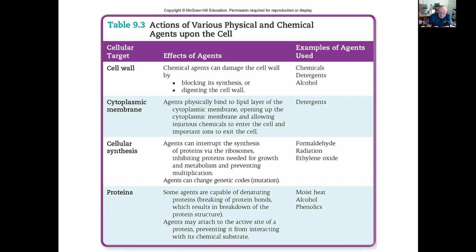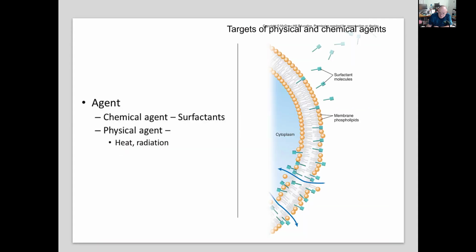So here is a list, table 9.3, of actions of various physical and chemical agents. I'm not going to ask you lots of details. Just be aware of the cell walls, membranes, and the synthesis of proteins as a general concept. The types of agents used, I'm not going to ask you to worry about that.